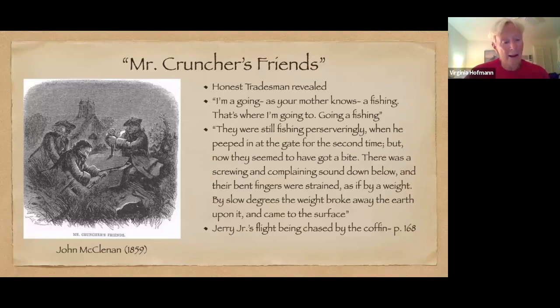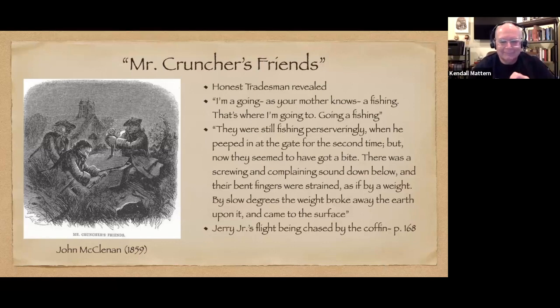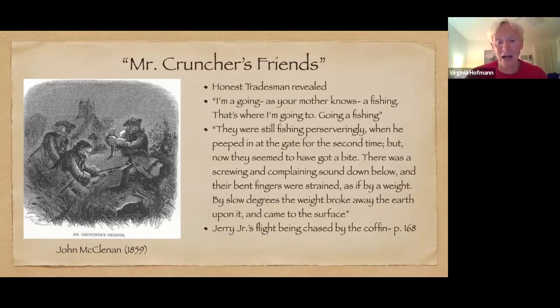I didn't put in here because it's a lengthy description, but I just loved, on page 168, the description of Jerry Jr. When he sees what this is, he sprints for home as hard as he can go. And that coffin is following him the entire way. And it's sort of upright going along. And then it's laying down, trying to trip him up. And he is a mess on the way back home when he realizes what his father does.